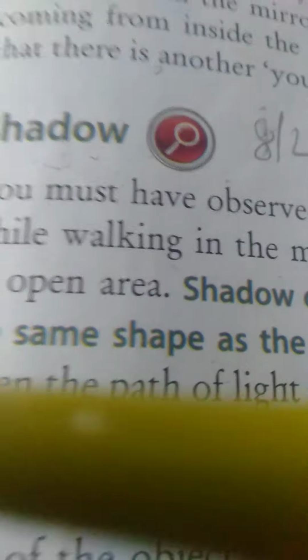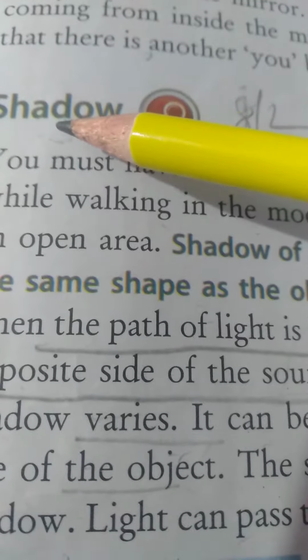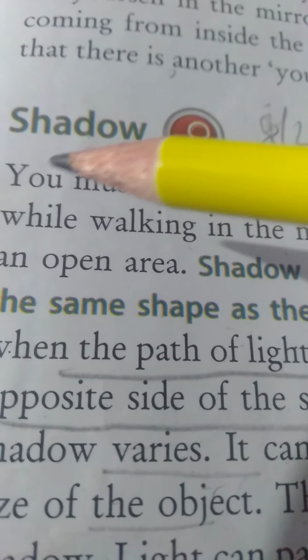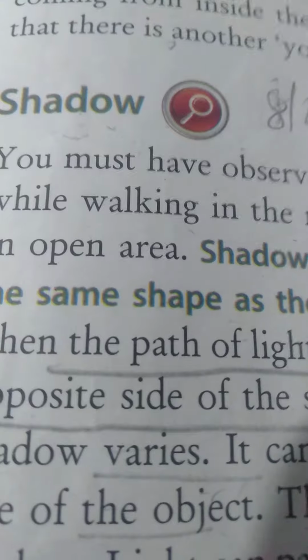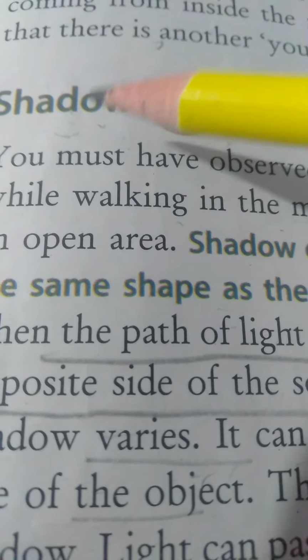So, previously we had learnt about the properties of light, all the topics related to light. Today I am going to continue with the topic about shadow. This is the last topic of this lesson. I'll explain this shadow in great detail.